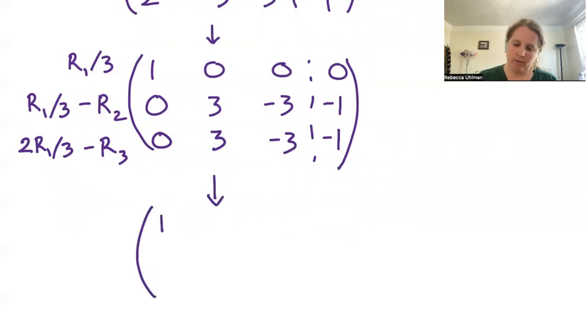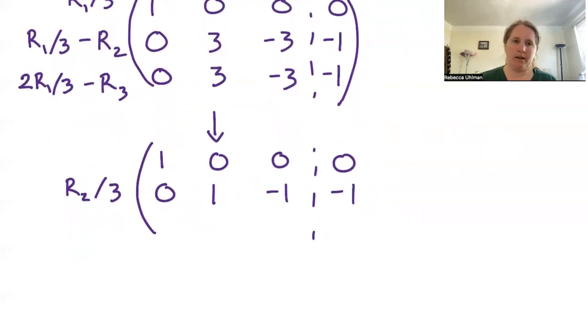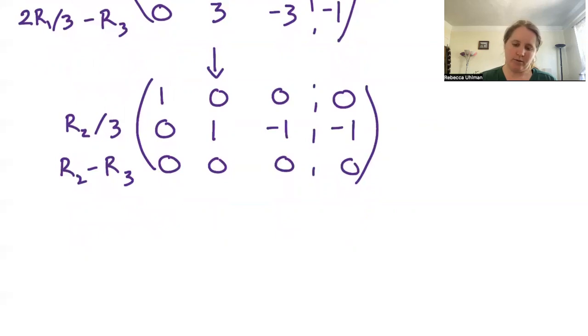So if we leave row 1 alone, 1, 0, 0, augmentation 0. If we now do row 2 divided by 3, we will have 0, 1, -1, -1. And if we just do row 2 minus row 3, we will then have 0, 0, 0, 0 for our last row. So once again, we have a free variable.